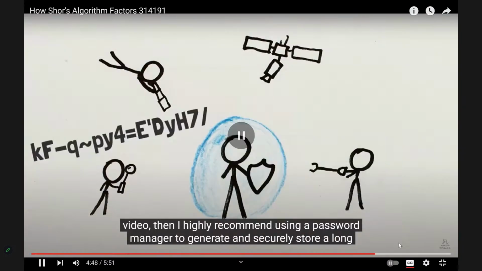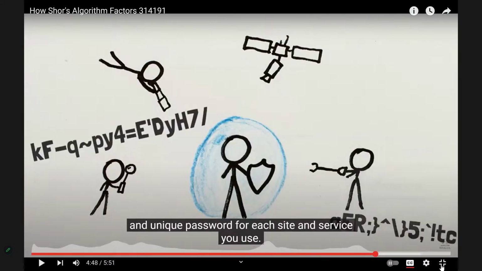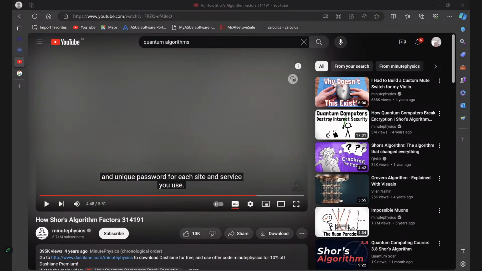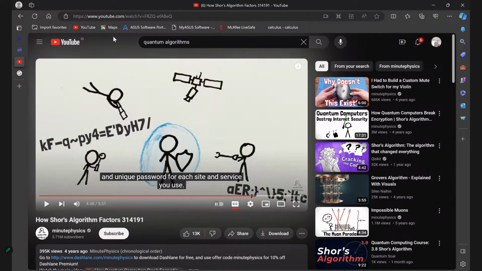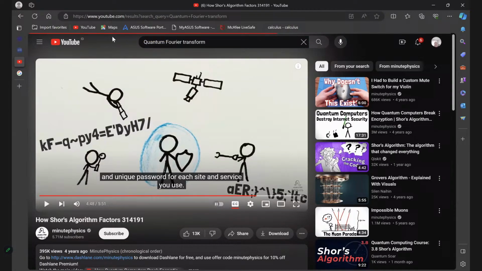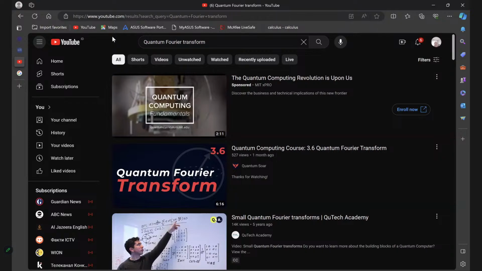Understand? Okay, I would like us to look at quantum Fourier transform. I hope you know what Fourier transform is, but now let's look at quantum Fourier transform. I just want the short one.